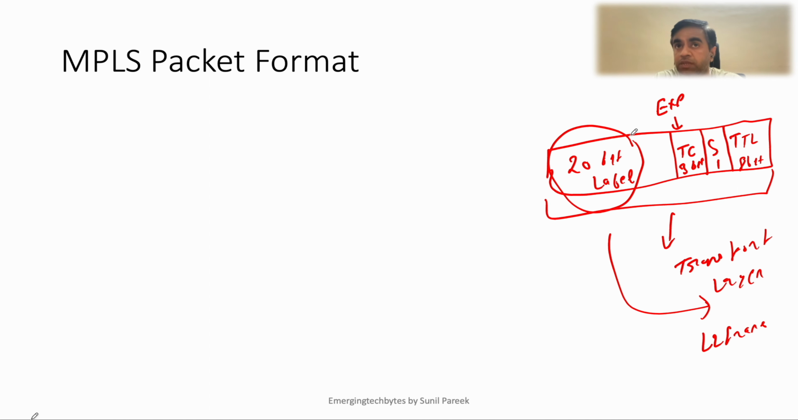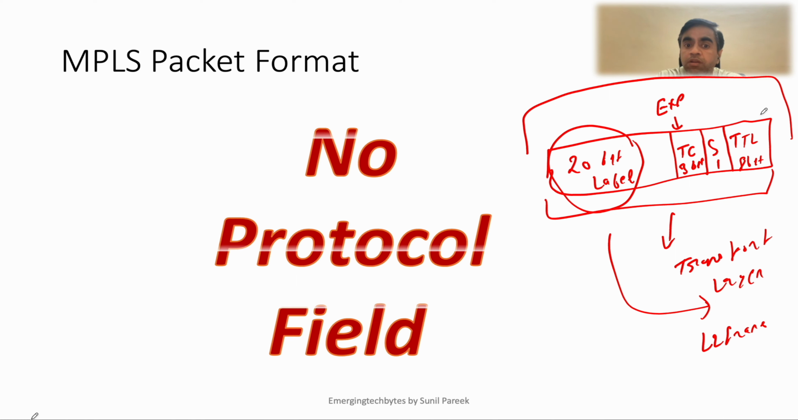I'm not sure whether you guys have noticed it or not. In this entire MPLS packet, there is no protocol field. Pause this video and look at an IPv4 packet format, and you will see that there is a protocol field which actually tells the layers up and down what exactly the payload being carried is, whether it is TCP, UDP, all that.